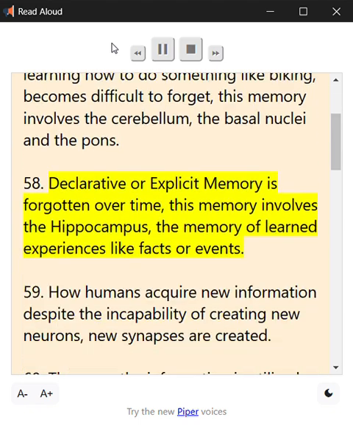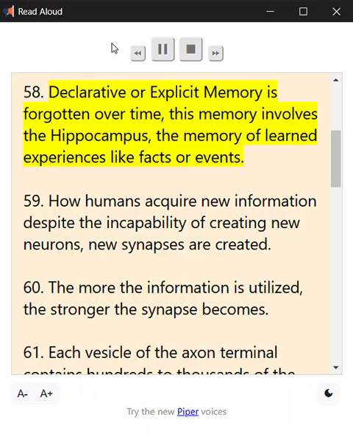58. Declarative or explicit memory is forgotten over time. This memory involves the hippocampus, the memory of learned experiences like facts or events. 59. How humans acquire new information despite the incapability of creating new neurons, new synapses are created. 60. The more the information is utilized, the stronger the synapse becomes.